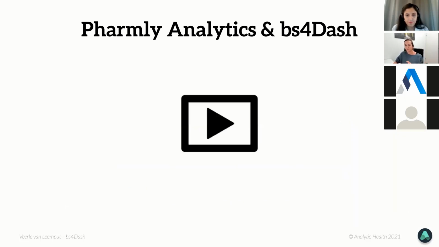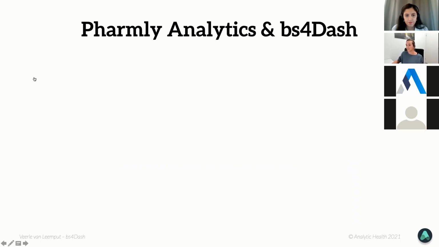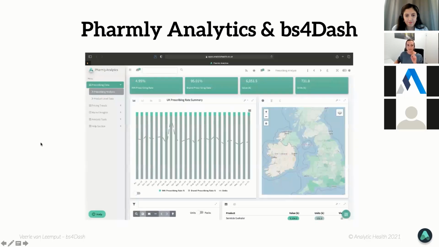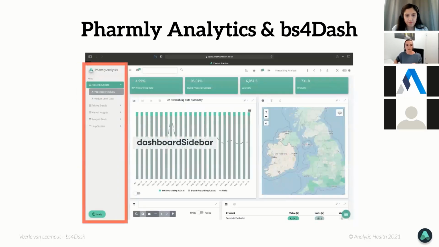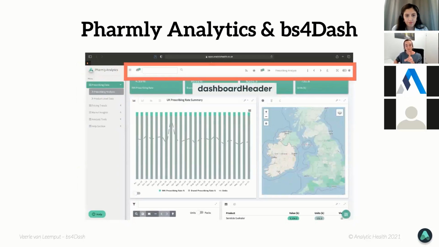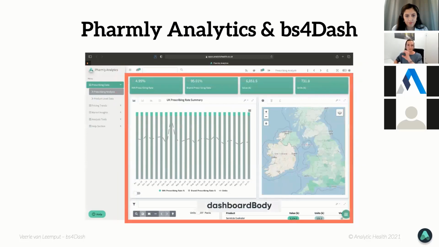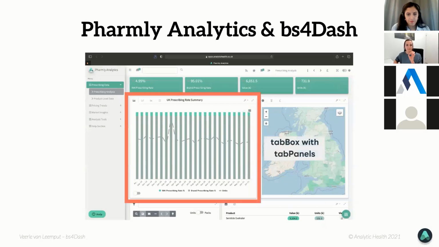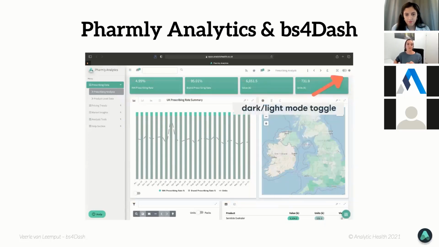And to give it a bit more illustration, I added a little video from it. So in this video, you can actually see that we indeed on the left have the sidebar, then on the top, we have the navigation bar, we have our dashboard body, then we have things like value boxes and tab boxes, and we have a dark light mode toggle.